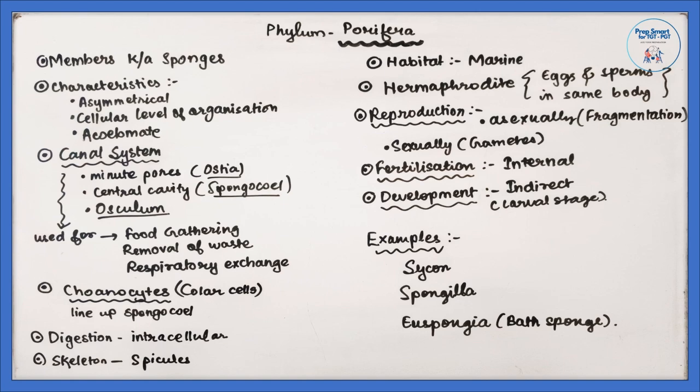Fertilization is internal and development is indirect through various larval stages. Examples of individuals of phylum Porifera are Sycon, Spongilla, and Euspongia, also known as bath sponge. Economic importance of phylum Porifera: they are used commercially for bathing and cleaning sponges. They help to clean up the ocean floor by boring into dead shells and corals, releasing chemicals to break them down.